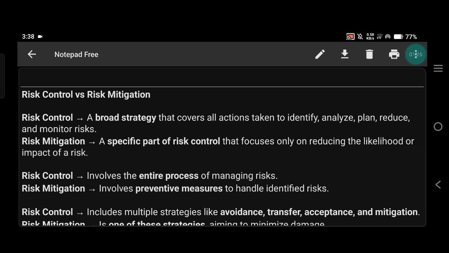So let's see the difference line by line. First is risk control, a broad strategy that covers all actions taken to identify, analyze, plan, reduce, and monitor risk. Then risk mitigation, a specific part of risk control that focuses only on reducing the likelihood or impact of a risk. Risk control is a broad strategy for handling risk, while risk mitigation is a specific part of risk control.